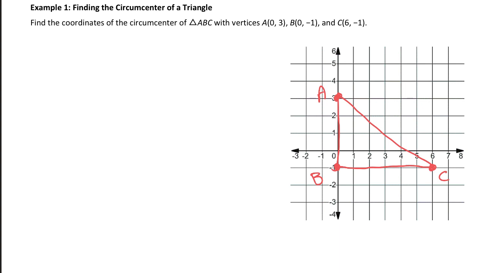Now the way we find the circumcenter is we find perpendicular bisectors. So what this means is we need to find two things. We need to find midpoints, okay? And we need to find slopes. So we're going to find the midpoint of every side: AB, BC, and AC. And maybe I'll use a different color to find the slope. So let's just focus on the midpoints.